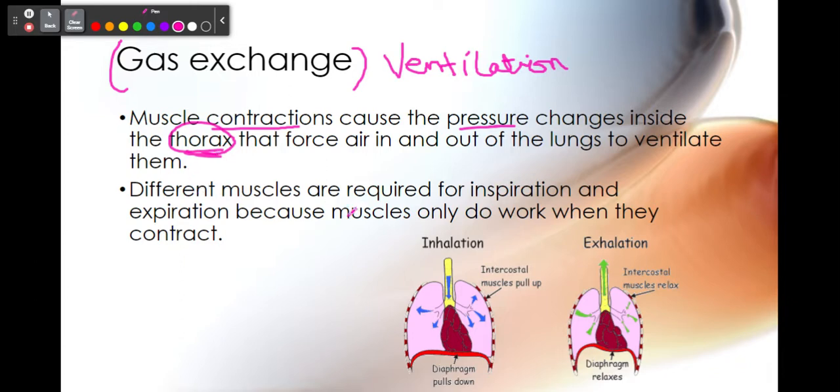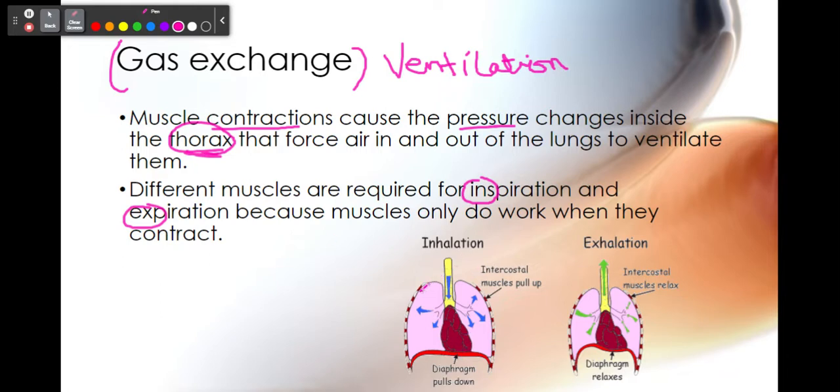Different muscle groups are required for inspiration, air coming in, like inhaling, and expiration, air moving out, exhaling. Muscles only do work when they contract. Muscles are kind of cool. They can pull, they can't push. So we're going to talk about these muscles that contract, and then the relax is really just relaxing. Something else is going to have to pull, because muscles cannot push.